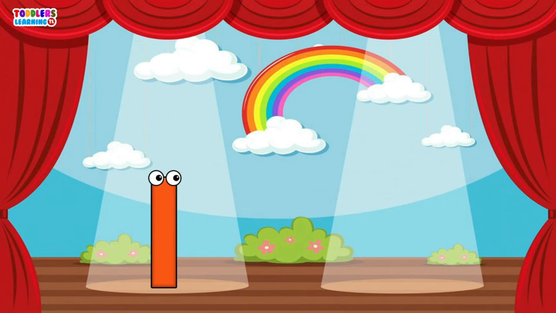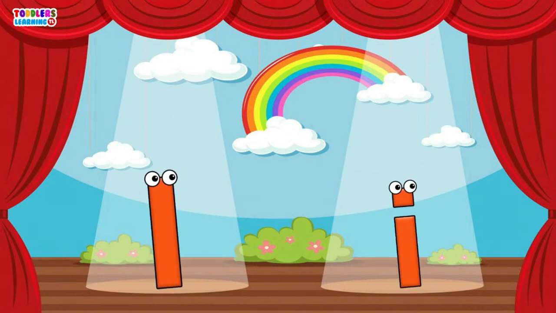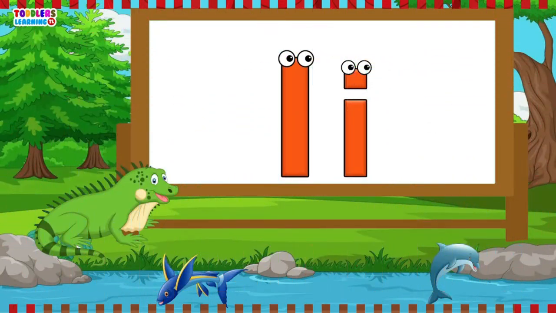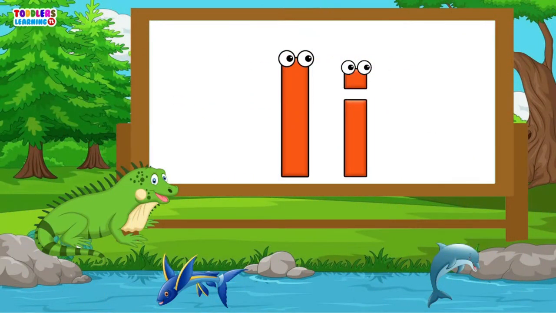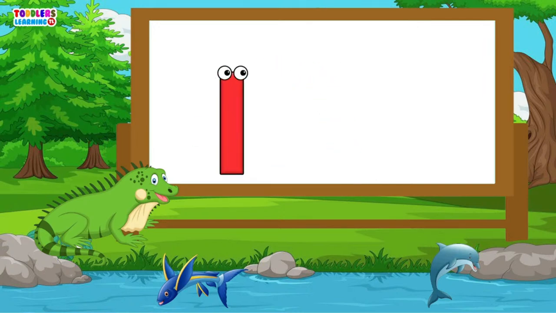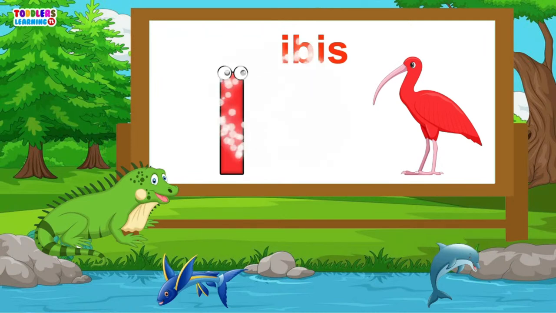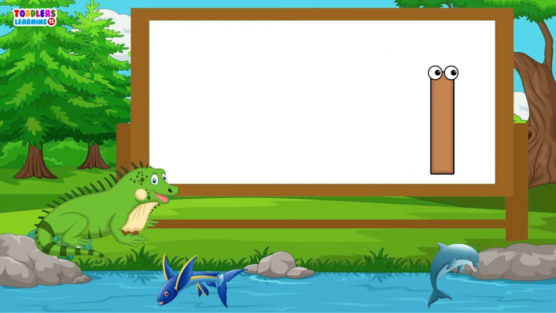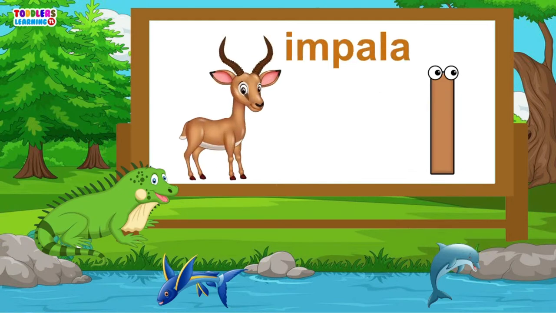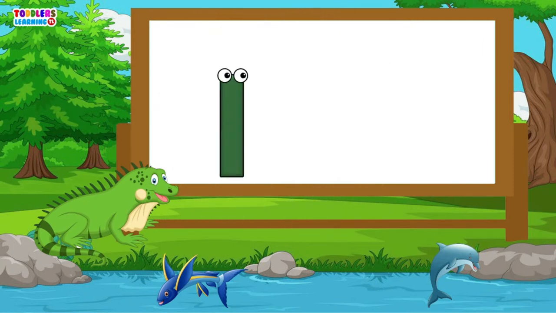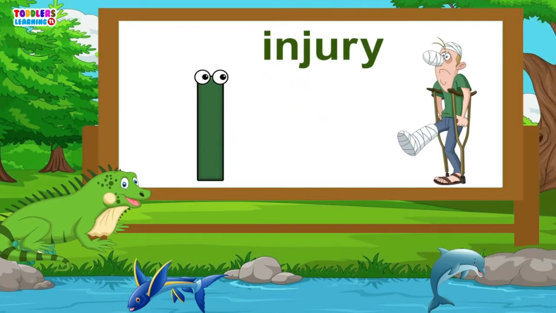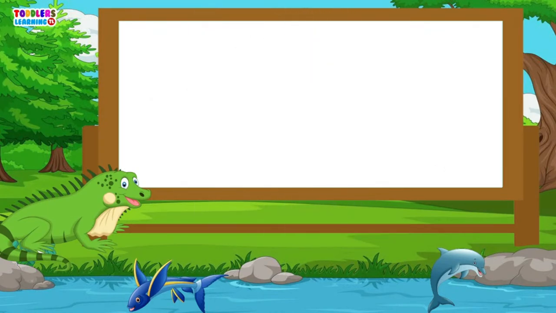This one is uppercase I. This one is lowercase I. Today we will learn different words that start with letter I. I. The sound of I is I. I for ibis. I for impala. I for injury. I for igloo.